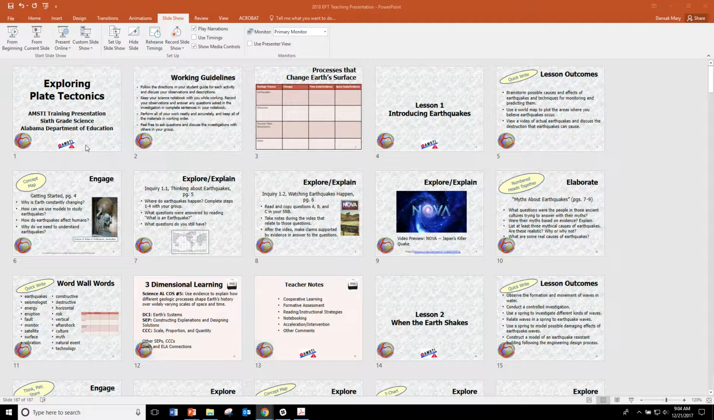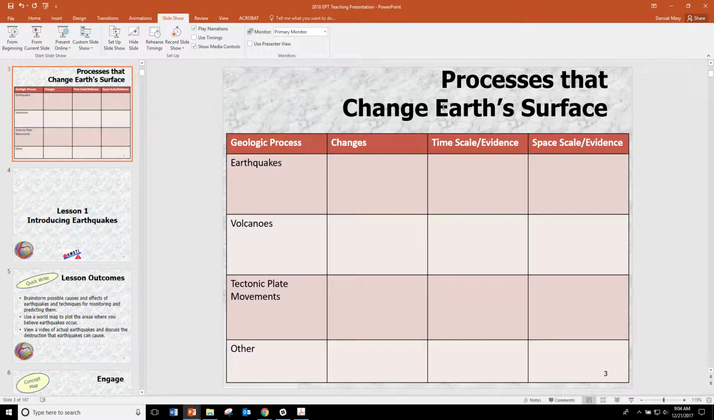As with all of our middle school modules, we begin with a set of working guidelines. In this module, we have an ongoing chart that we'll keep up with where students track what they learn about the processes that change Earth's structure. They record the actual changes and the time scale that these happen on and the space scale. So whether they're happening over an instant or millions of years, and whether they're happening on an observable scale or a microscopic scale or maybe a huge scale of several kilometers.